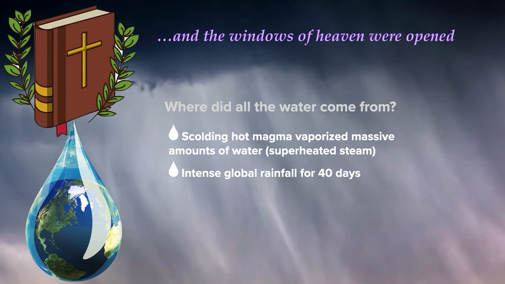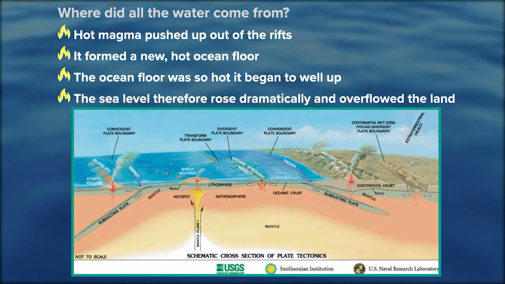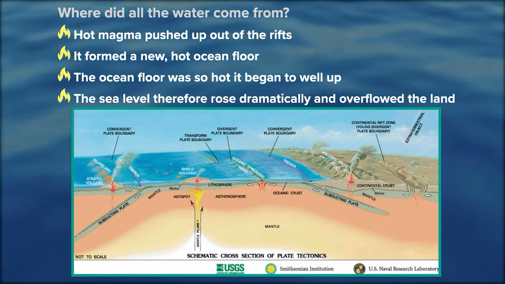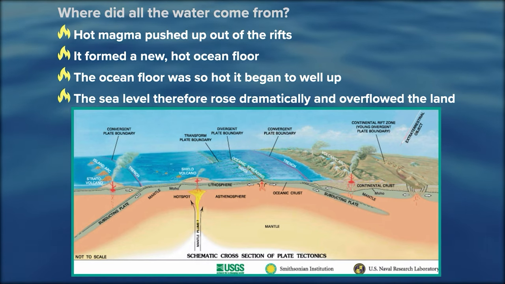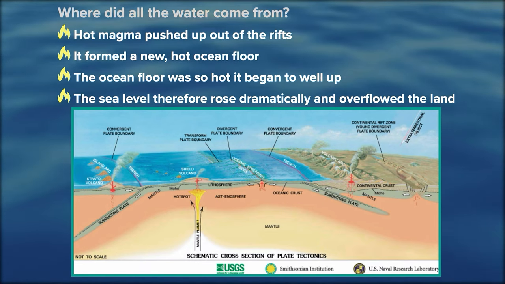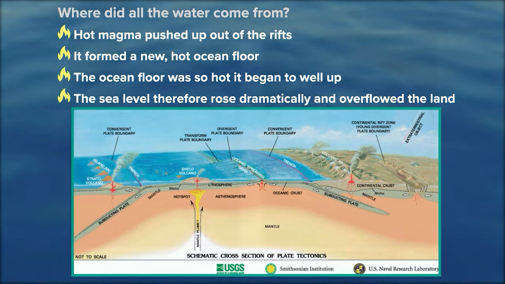Scalding hot magma vaporized massive amounts of water into superheated steam that jetted into the atmosphere and then fell back to the Earth for 40 days as intense global rain, along with torrential rain from heaven, as described in Genesis 7:11. The hot magma that pushed up out of the rifts formed a new hot ocean floor, so hot that it began to well up, pushing up the ocean water so that the sea level rose dramatically and overflowed the land.